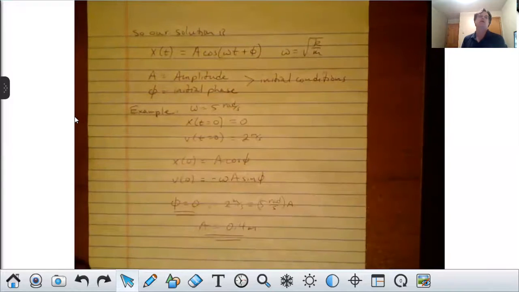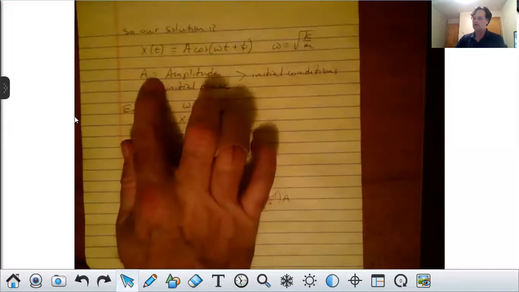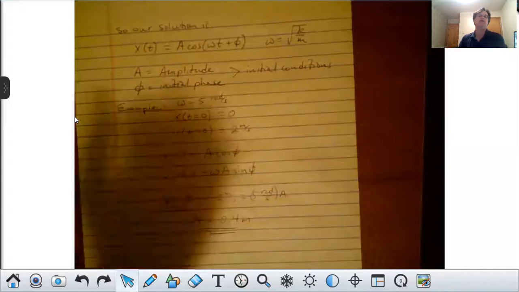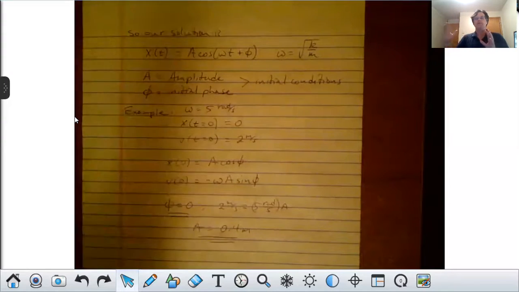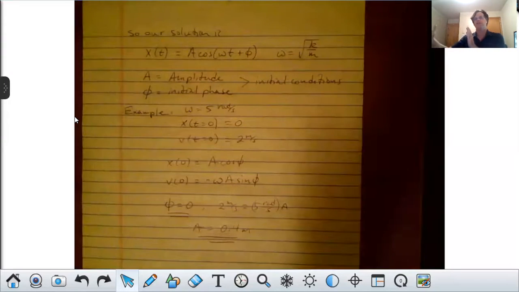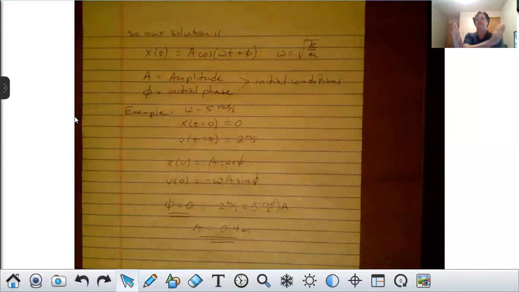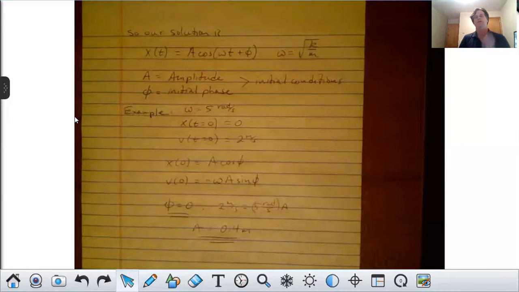Now let's talk about the constants a little bit. A, we call the amplitude. It's going to tell me the biggest value of x, right? The furthest the spring gets out from x equals 0, and the furthest it goes back. A can be positive or negative. It oscillates back and forth between the positive and negative amplitude.